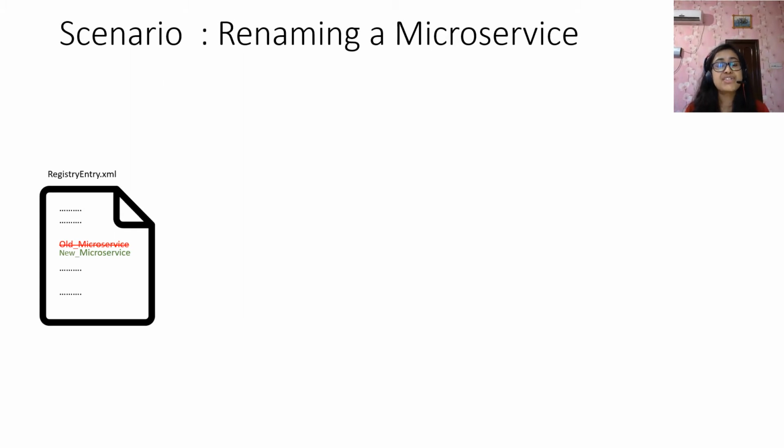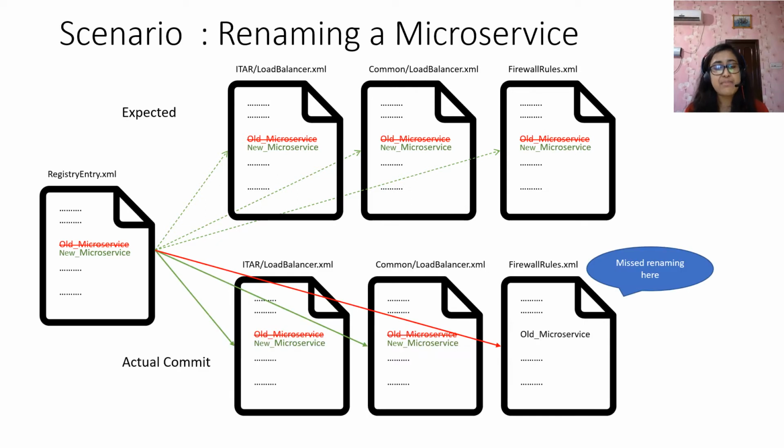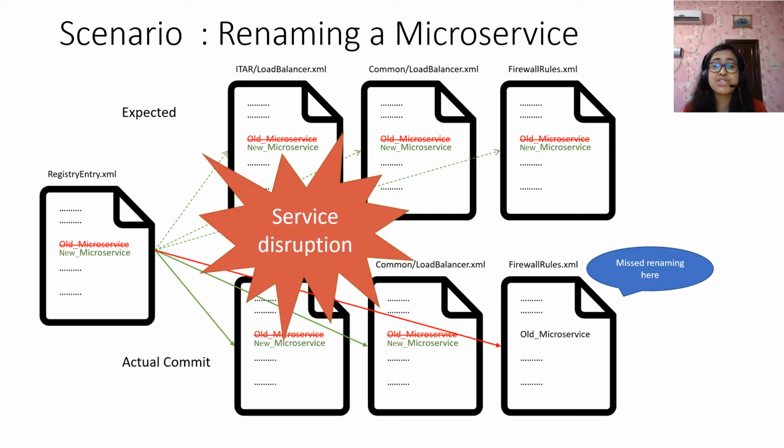Along with this file, she is expected to make changes in 3 other related files: ITA load balancer, common load balancer, and firewall rules.xml. But as these things are not documented very well, she goes ahead and makes changes in 2 of the related files, but forgets making change in firewall rules.xml. Again, as these things are not caught by a compiler, the code change gets checked in and boom, it leads to service disruption because now the firewall rules are no longer mapped to the newly renamed microservice.